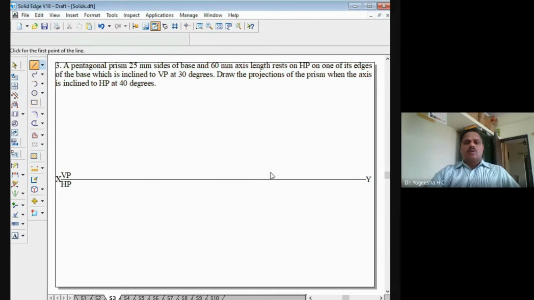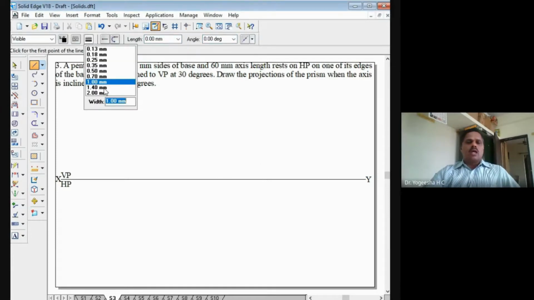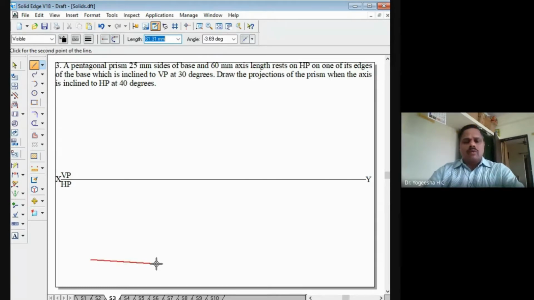I will take the line tool now. Thick line only I will take directly. So 25 mm is the side of the base. I will take 25 mm, 0 degree, then 25 mm, 72 degree for the pentagon, then 25 mm, 144 degree, then 25 mm, minus 144 degree, and finally 25 mm and minus 72 degree, close.